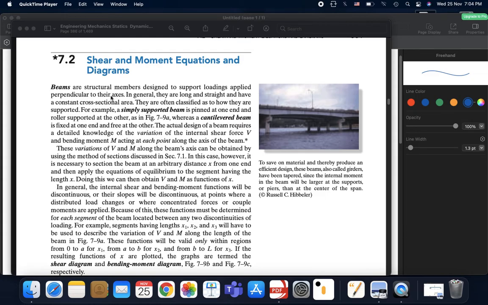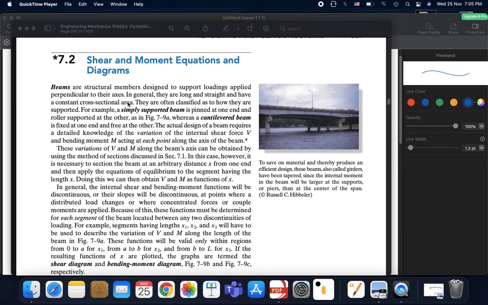Today we will be discussing a different topic in chapter 7, which is 7.2, shear and moment equations and diagrams. This is actually a very interesting topic that discusses how the shear force, V, which we named in section 7.1, or the bending moment M could change with distance.